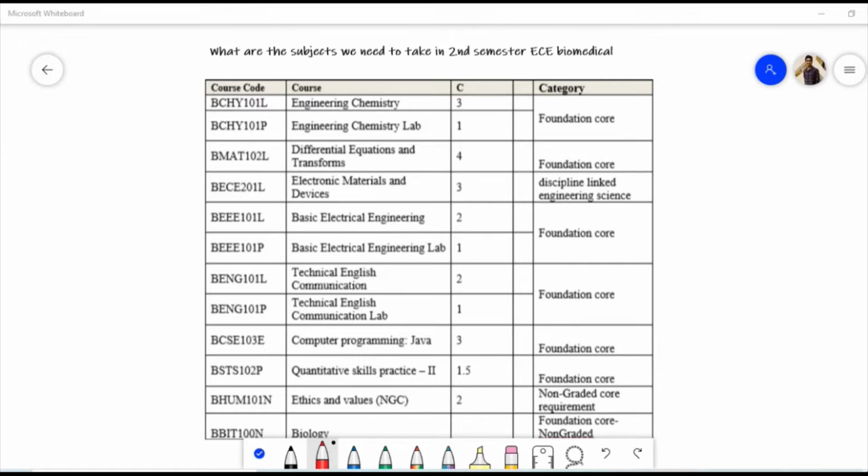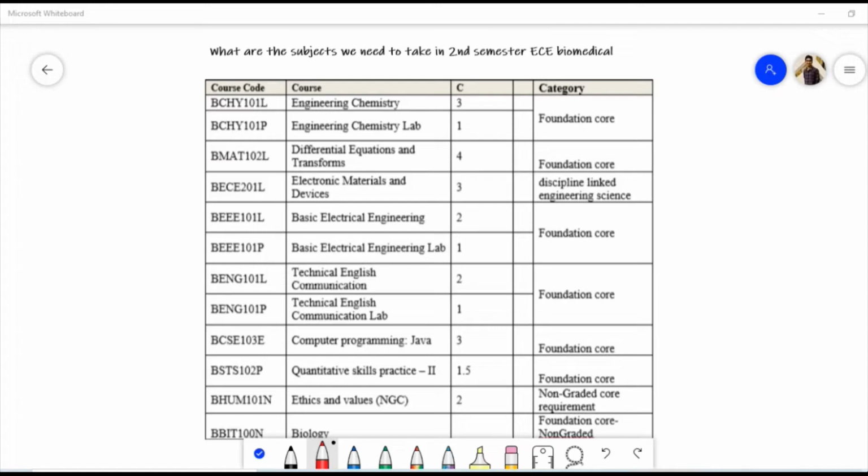So for that we need to take subjects. A lot of students have queries: what is FFCS and what are the subjects we need to take? And next, which faculties we need to take for a particular subject. So everything in detail we are going to see in this video.